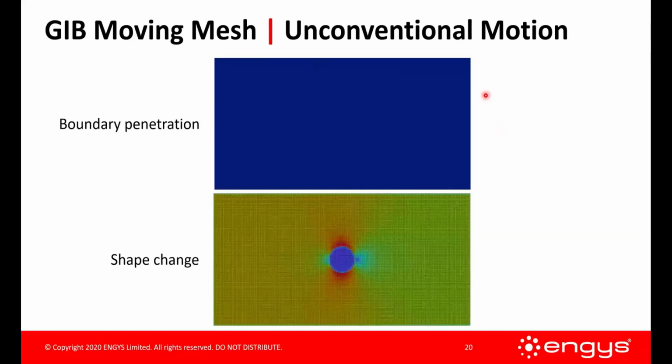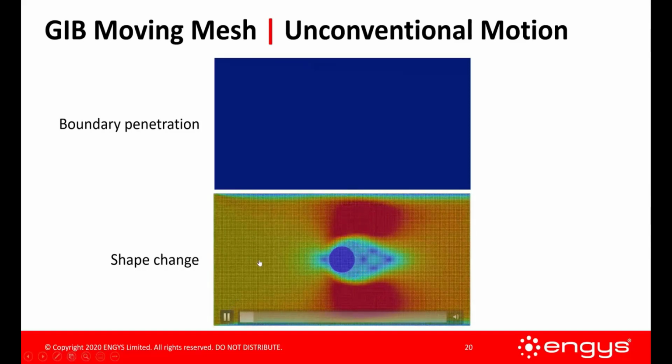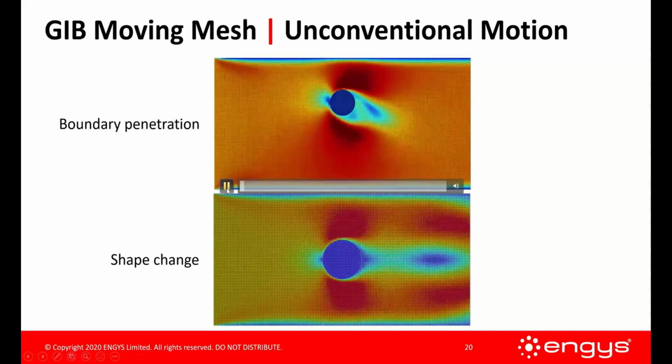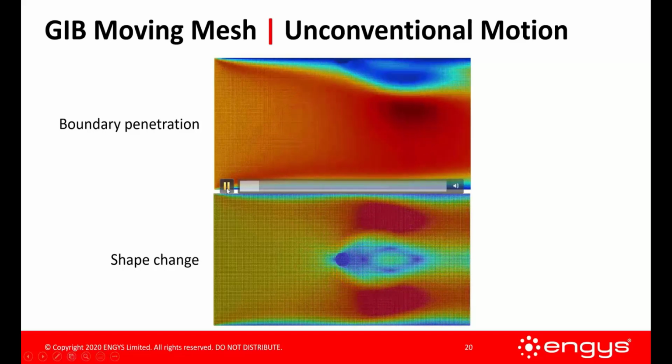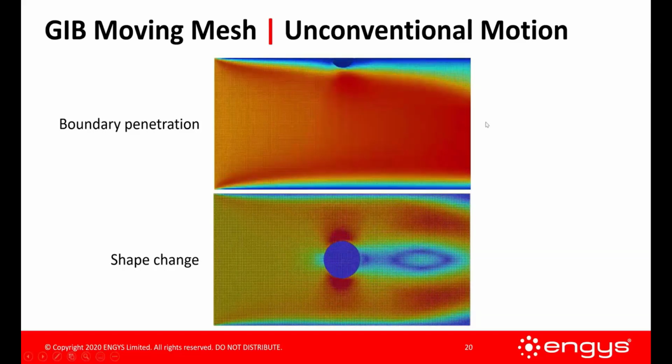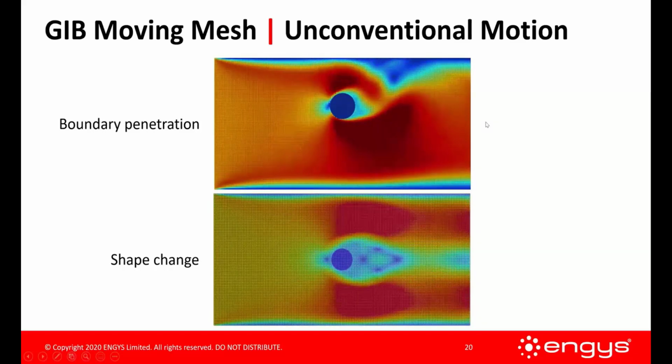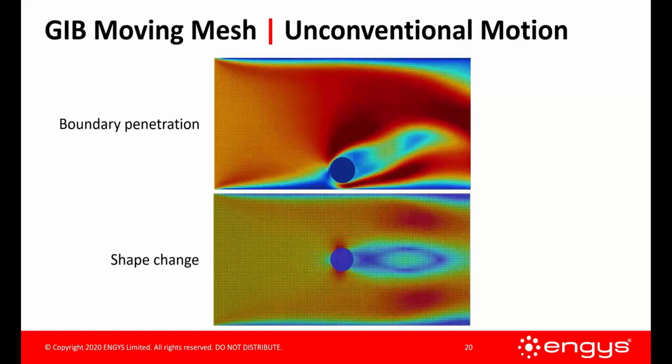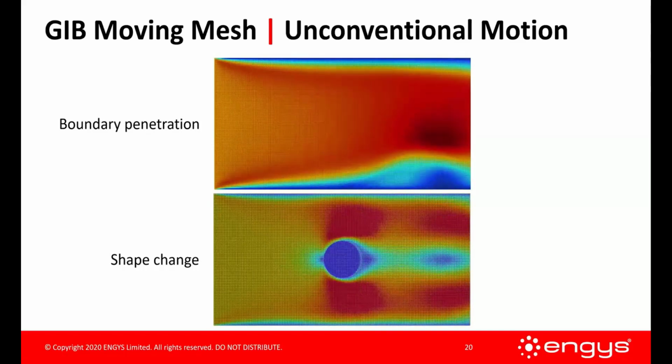Let's look at unconventional motion. Here we've got a shape change. So this is a GIB with shape change. And then here we've got a GIB surface that's going in and out of the domain very freely without any issues colliding with the boundaries themselves.